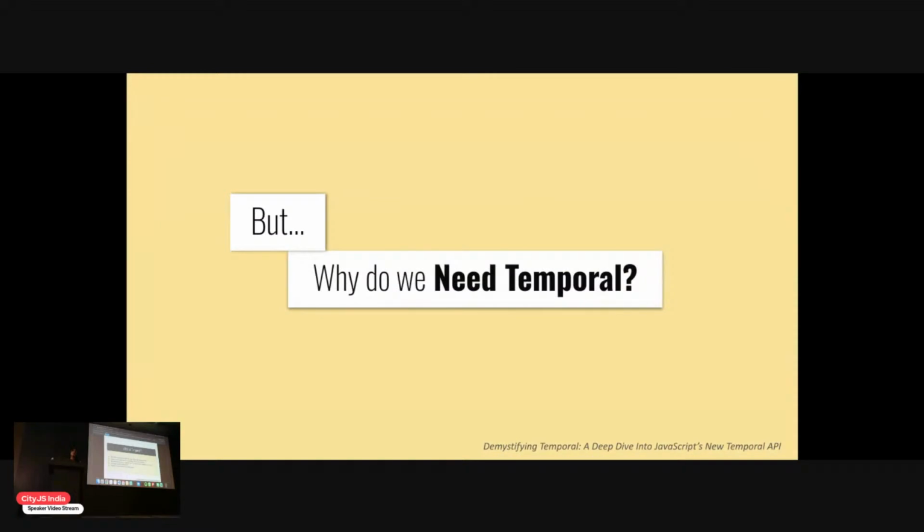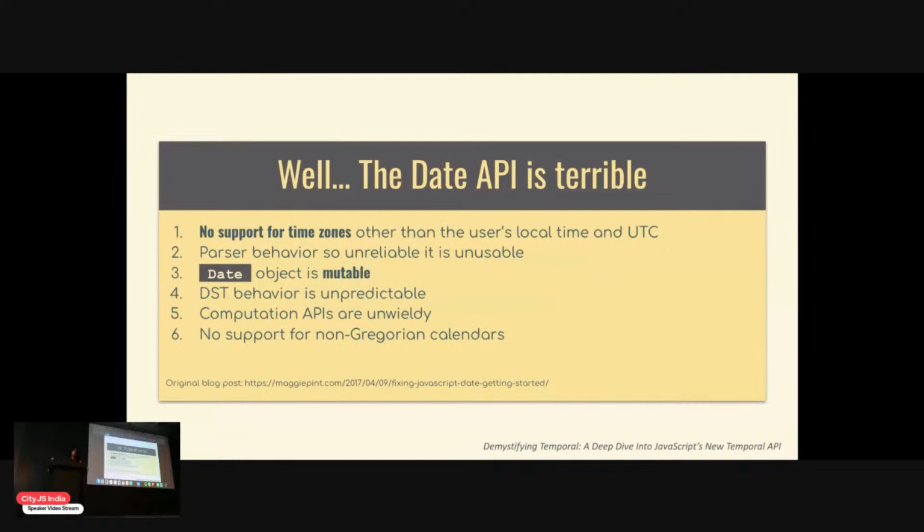But why do we even need Temporal, right? That's the second question. Well, I'm not even going to try to sugarcoat it, but the Date API is terrible. And I think I can confidently say for all of us JS developers around here that we are all very scared of the Date API.